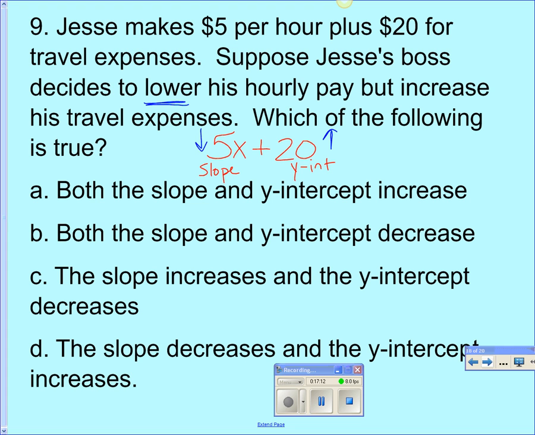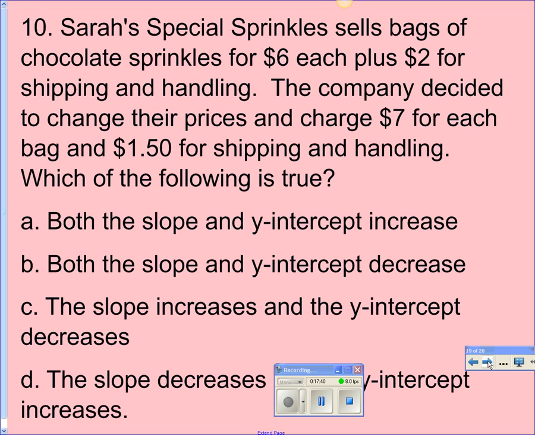So let me call on people. Mary, is this one true? Do both the slope and y-intercept increase? No. Neve, what about B? Both the slope and y-intercept decrease? No. Elizabeth, what about this one? The slope increases and the y-intercept decreases? No. It is the last one. The slope decreases and the y-intercept increases. Okay? Anybody have a question? All right, how many got left?